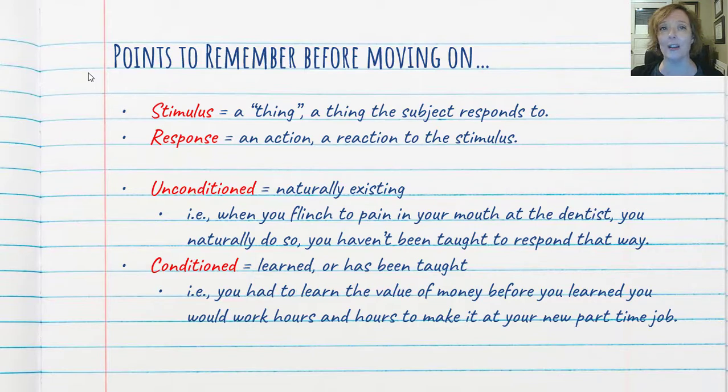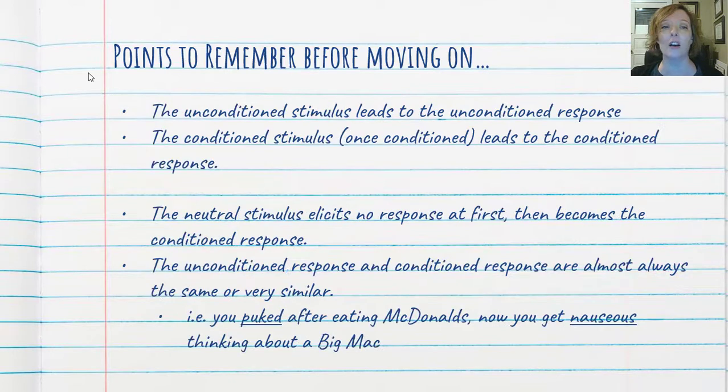But conditioned means that it's learned or it's been taught. So, for example, you had to learn the value of money before you learned you would work hours and hours to make it at your new part-time job. The unconditioned stimulus leads to the unconditioned response. So the pain leads to flinching. The food leads to salivation. The conditioned stimulus, once the individual has been conditioned, leads to the conditioned response.